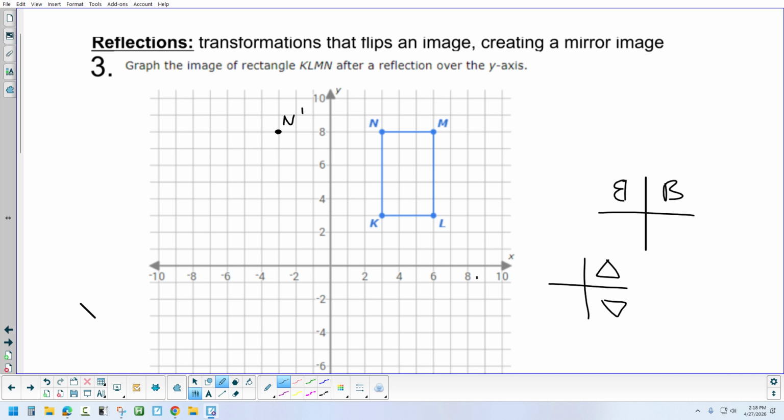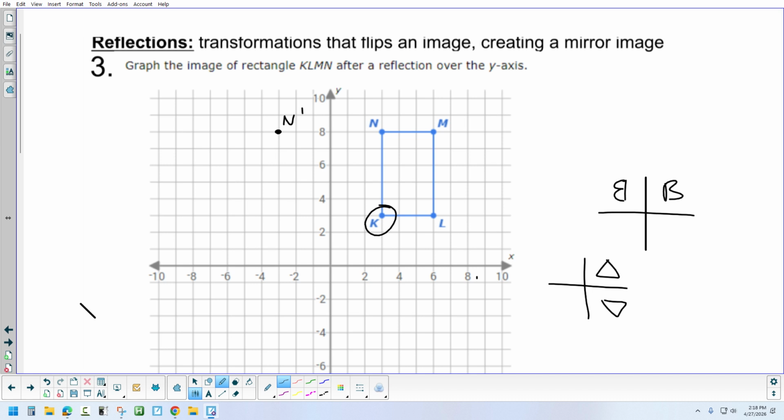Okay, let's do another one. Kara, what letter do you want to look at next? K. How many units is K from the y-axis? 3? And which way, 3 units to the...? So this K is how many units away in which direction? The right. It's 3 to the right, so K prime will be... 6 to the left. So we want to go the other way, but we want to keep the number the same.